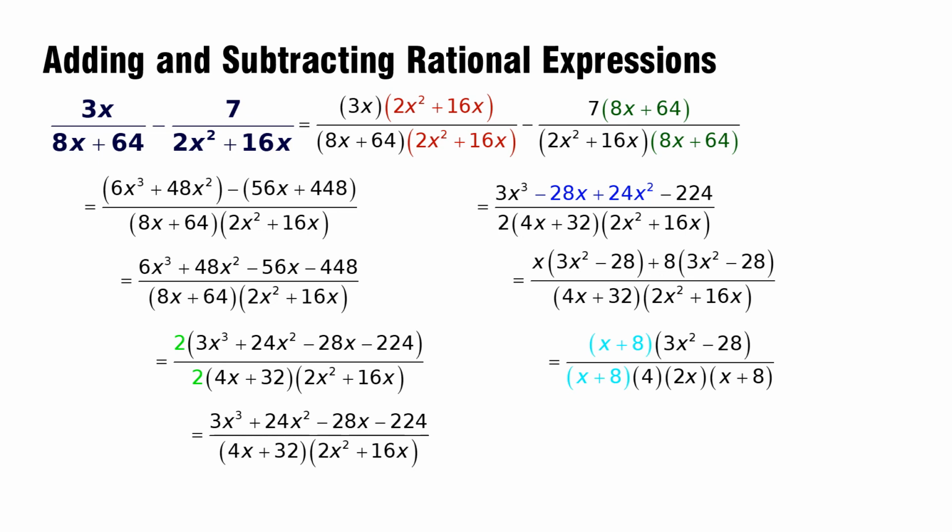Let's combine the 4 and 2x into 8x in the denominator, and we're back to the same simplified expression as before. 3x squared minus 28 all over 8x times the quantity x plus 8, which was significantly easier to find when we used the least common denominator.